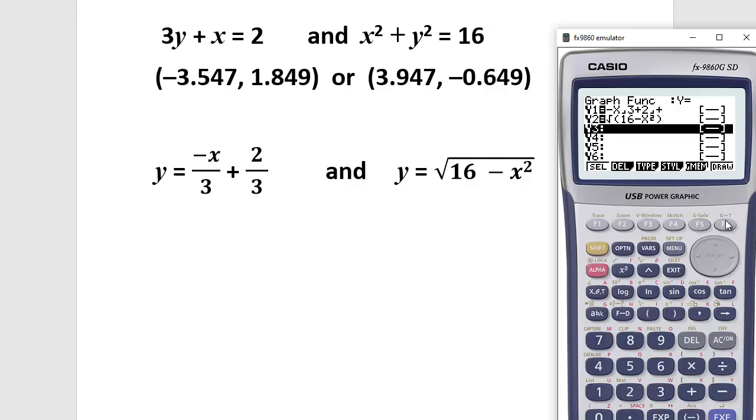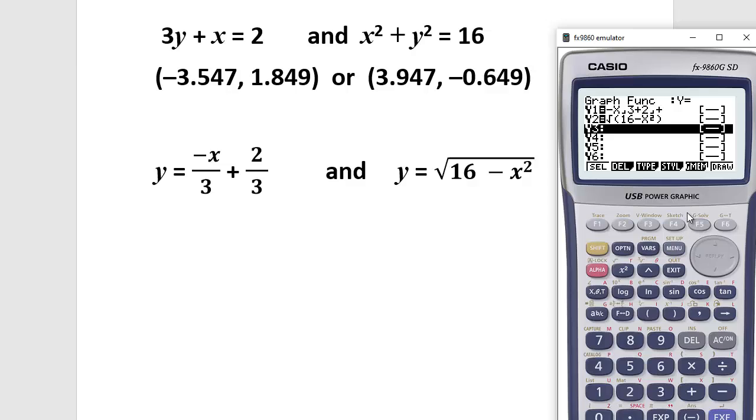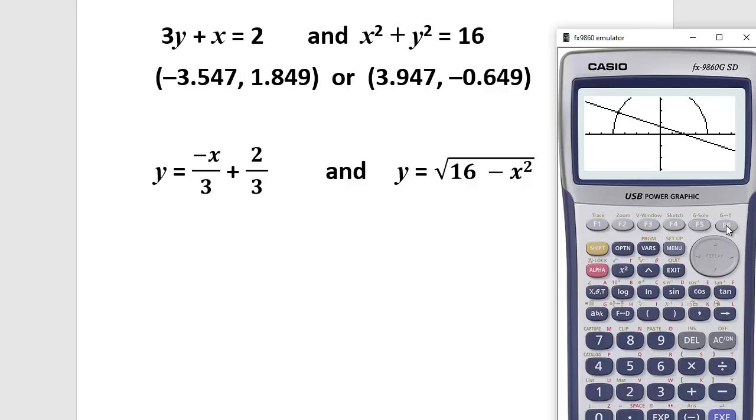Let's plot them. No, done that wrong. What have I done wrong? Oh, I've done that wrong. There's my lines and my circle.